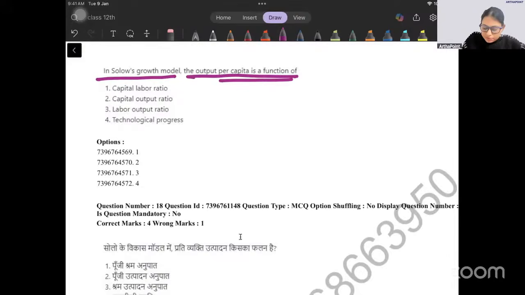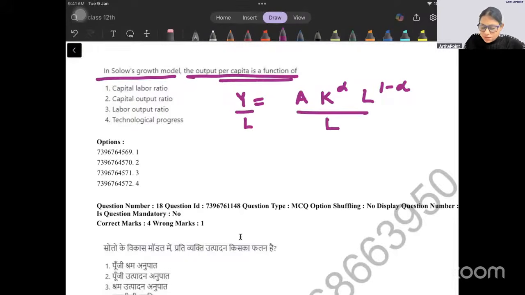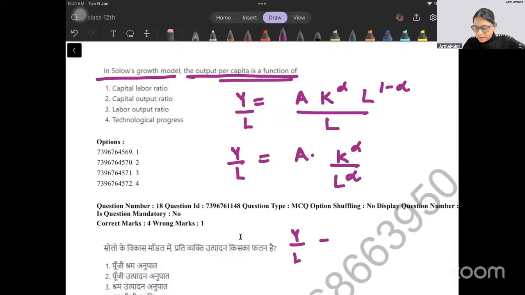This is very simple. So y is equal to A K to the power alpha L to the power 1 minus alpha. हम क्या करते हैं इस केस में? We divide both sides by L. So we get Y by L is equal to A K to the power alpha upon L to the power alpha. So we get Y by L is equal to A (K by L) to the power alpha.